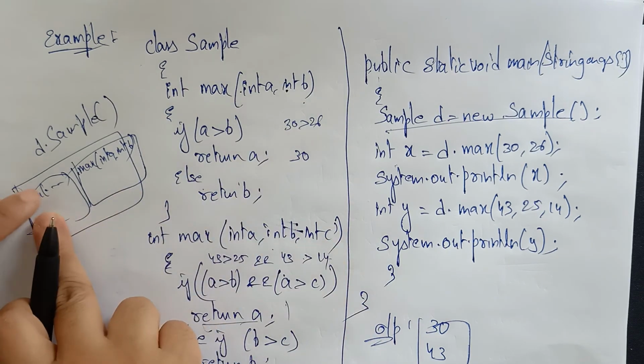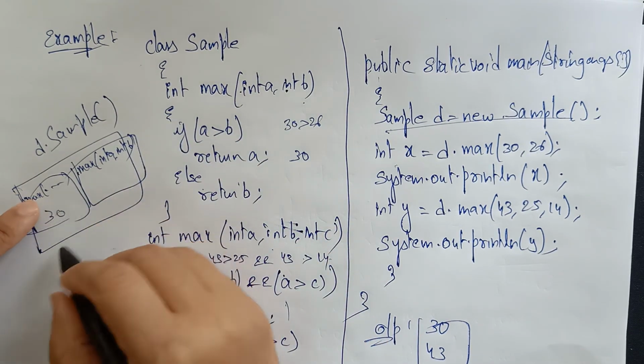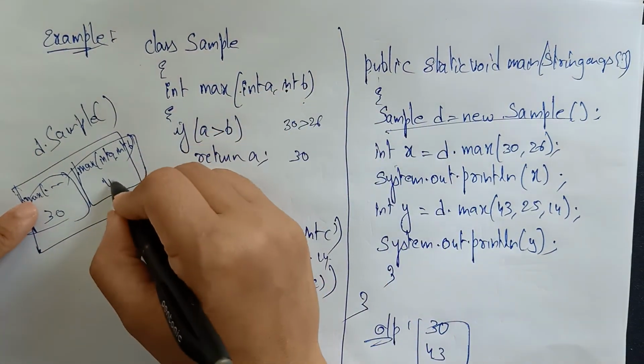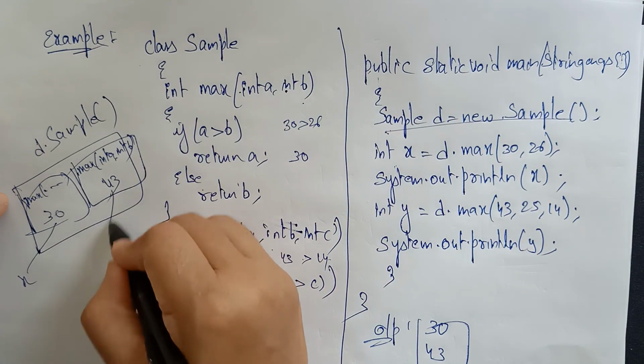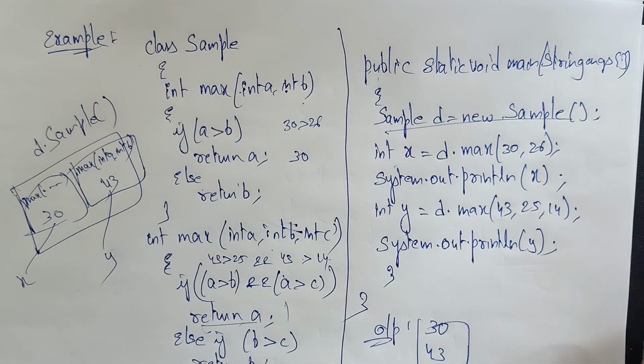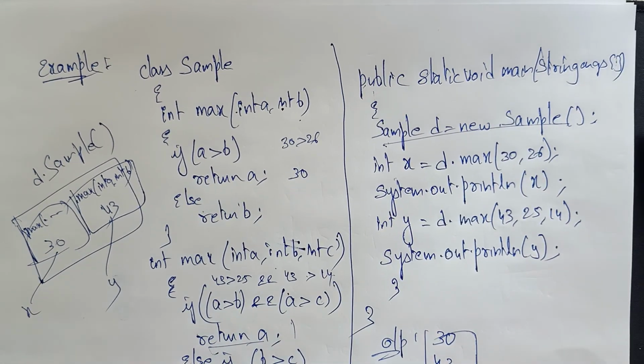Then it is going to be checked. If a is greater than b, then that value is going to be stored here, and this value is going to be stored here. So that will be stored in x and this will be stored in y. So x is nothing but a reference address location. Okay, so this is about method overloading.